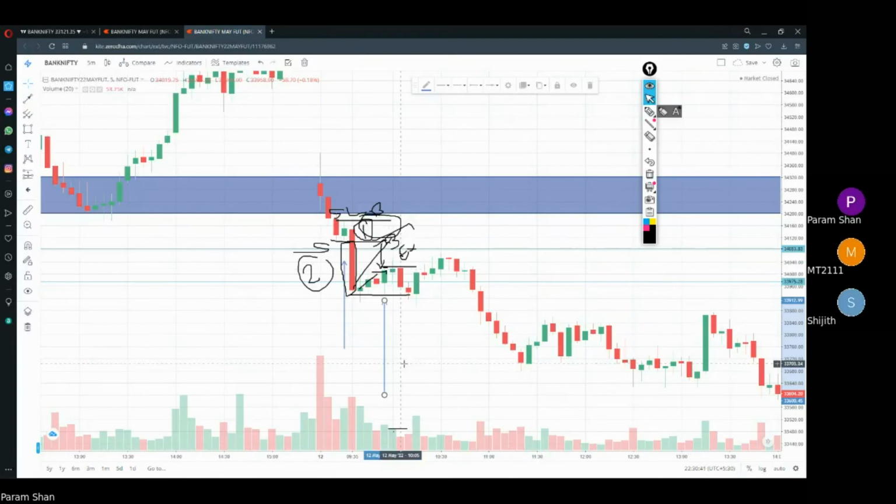Because again, you don't have any further move happening. Volume is less, and this is another very good example where the open, close, high, low are the same. Open and high are the same, and close and low are the same. This is kind of a confirmation. Sometimes you can consider that further we will have some drop.